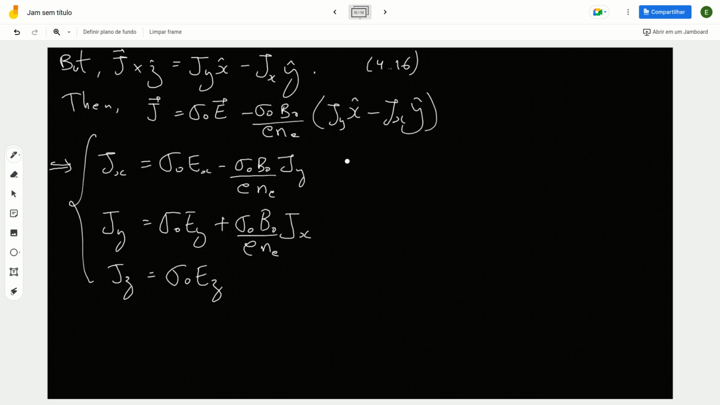Then we can rewrite these expressions using our quantities from chapter 2. We had the electron cyclotron velocity given by this, and we also had the collisional frequency given by this.